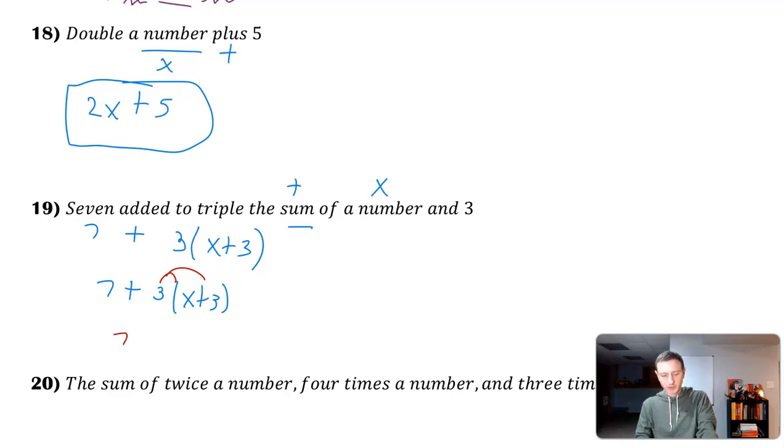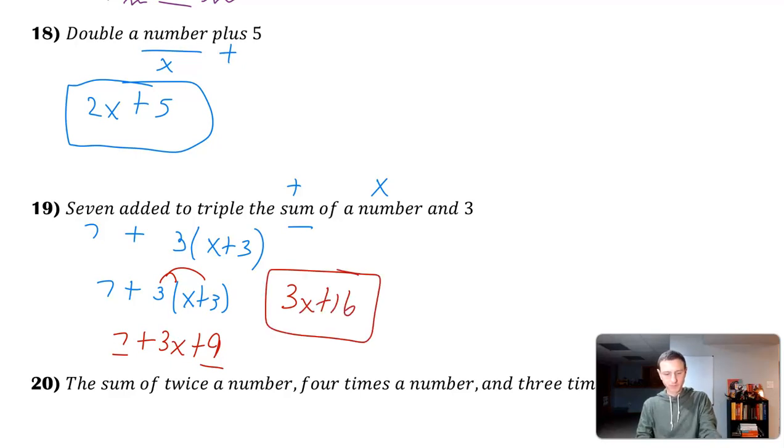So now we're going to distribute 3. So 7 plus 3 times x is 3x. 3 times 3 is 9. And then we do have some like terms right here. 7 plus 9 is 16. So 3x plus 16. Really, you want to focus a lot of your energy in here, just making sure we know how to get that set up. Because if you know how to simplify, then that shouldn't be the issue. The setup is where we really want to focus in on.